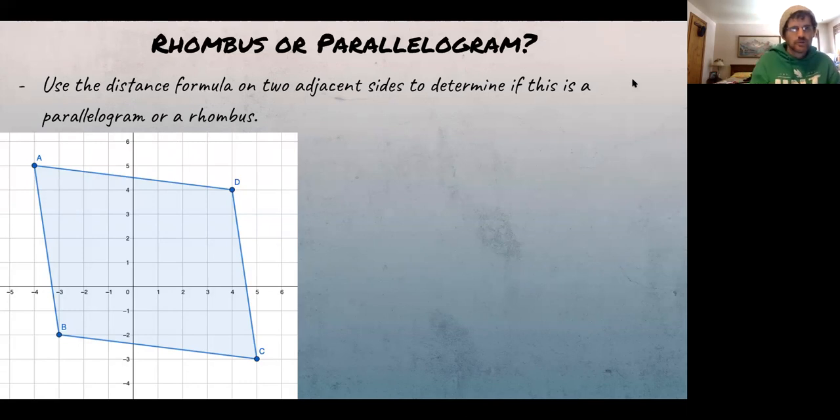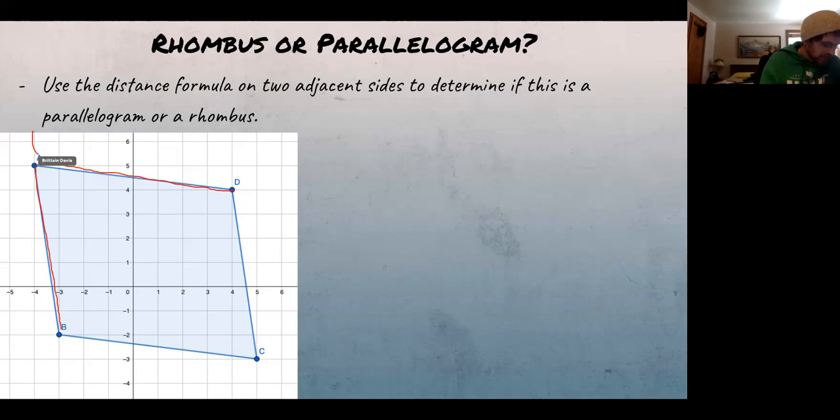I'm going to use distance formula. I'm going to pick any two adjacent sides, and I'm going to go with this side and this side. So as long as there are two sides next to each other, you're good to go. All right, so let's go ahead. Let's do this left side first. This point A we're going to use for both. I'll call it point 2. This is going to be at -4, 5.